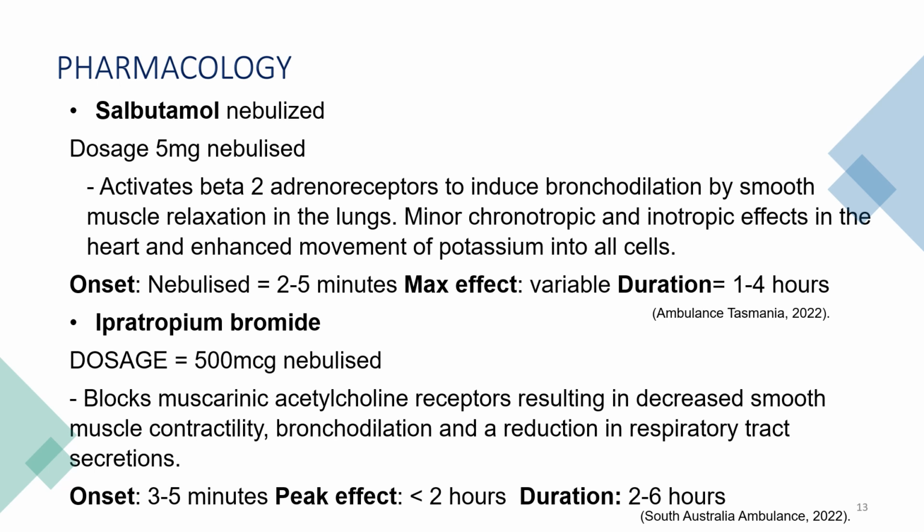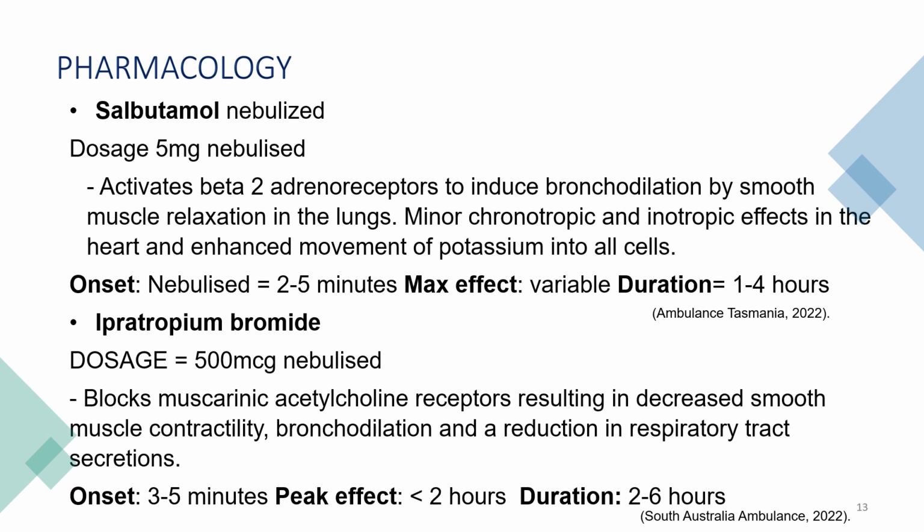Salbutamol activates beta-2 adrenoreceptors to induce bronchodilation by smooth muscle relaxation in the lungs. It also has minor chronotropic and inotropic effects in the heart and enhanced movement of potassium into all cells. The dosage is 5 milligrams, nebulized with 6 to 8 litres per minute of oxygen. The onset is 2 to 5 minutes. Peak effect is variable, and the duration is 1 to 4 hours.